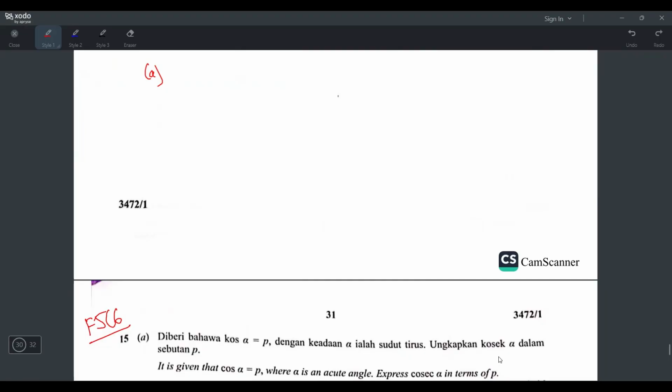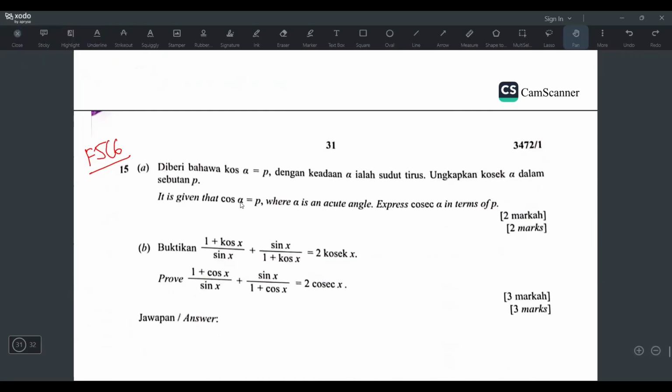All right, you need to know something. For trigonometry questions, there are a few types of questions that will come out. The first type is this one, where they ask you to find something of an angle theta. Like let's say they want to find sine theta, or cos theta, or tangent, or cosec theta.